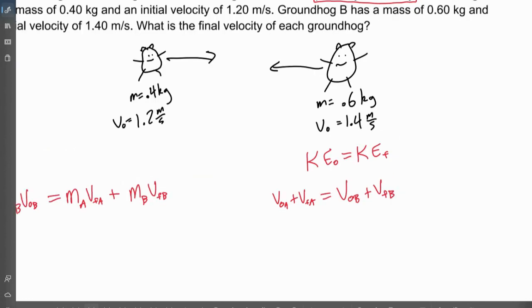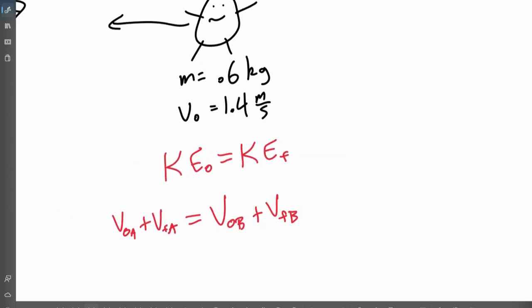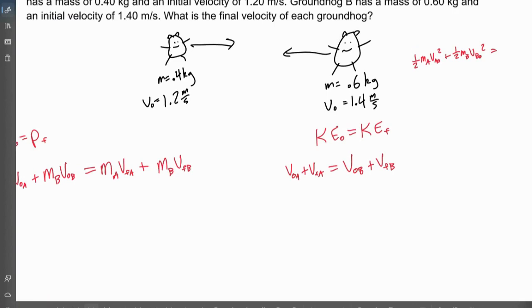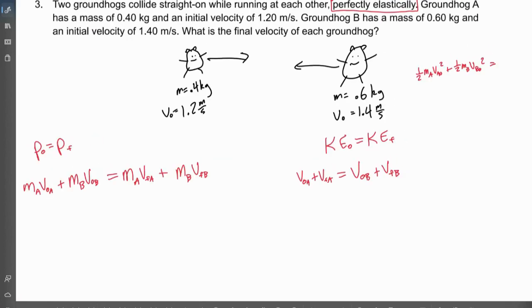You could throw in all of this, 1/2 M_A V_A naught squared plus 1/2 M_B V_B naught squared. You could do all that and then equals the finals of all those. But that's just a lot of extra work to go through a lot of extra squareds, especially. That makes the math a lot harder. And I'm not so interested in doing that. If there's an easier way, let's do so. All right, so we're looking for velocity final A and velocity final B. We need the final velocity of both of them. Well, here, take a look at this.